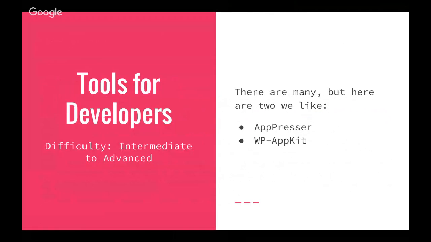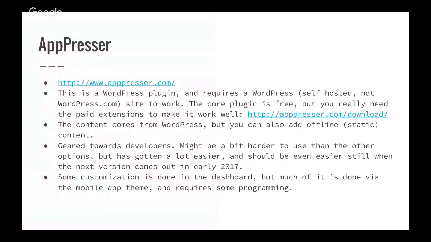So again, alphabetical order. I'm not giving you a preference, which I like better. I won't even mention which ones we use most often. But the first one that we have here, again in alphabetical order, is AppPresser. AppPresser is a WordPress plugin, and it does require a WordPress site. And that WordPress site has to be self-hosted. It cannot be on WordPress.com.